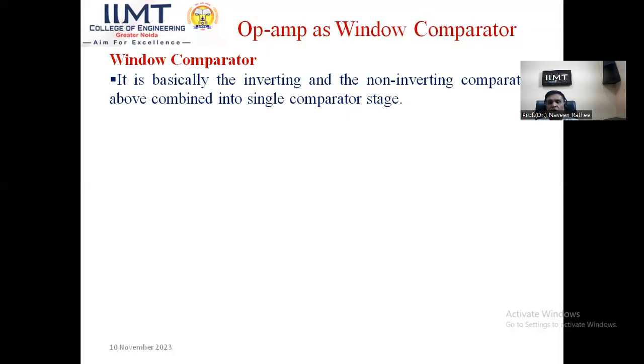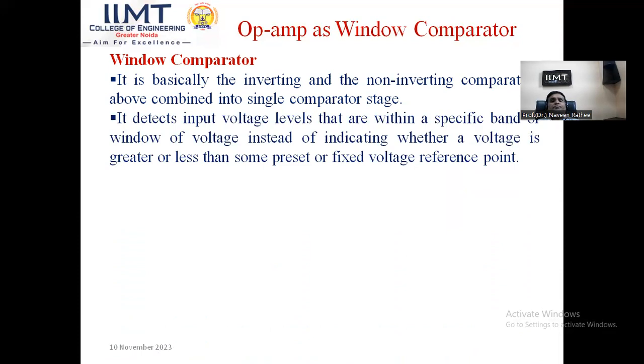So here again we are going to use two types of configuration of the comparator. One op-amp will be used as an inverting, another op-amp will be used as a non-inverting, and then we combine them to make a single comparator stage. Let me show you the circuit first. So here, as I told you, it will detect the input voltage levels. It means there will be a specific band of the voltages instead of a single voltage, which can be greater than or less than a predefined fixed voltage, right?